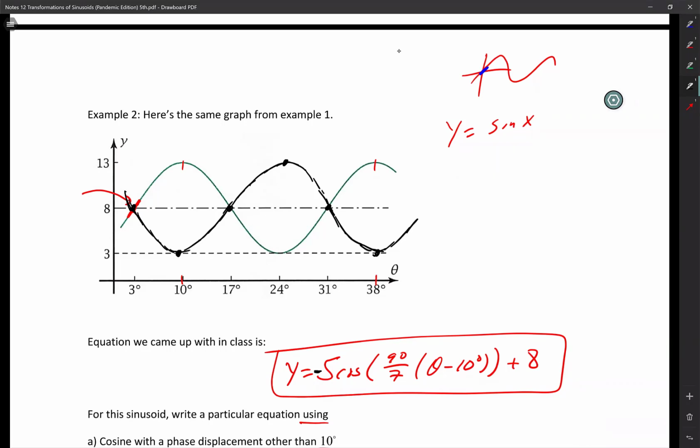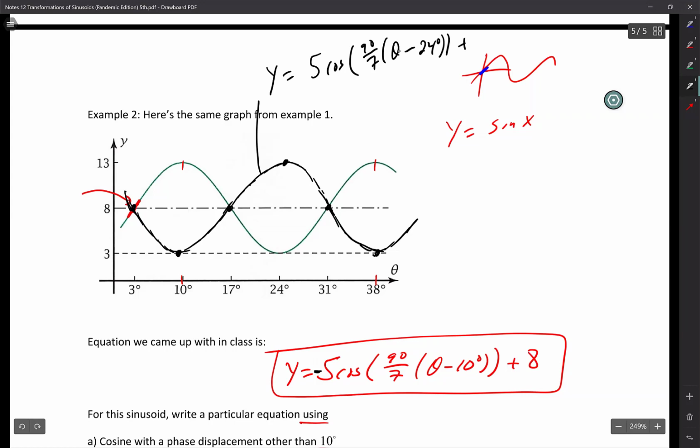What if I told you I want the equation of that black line? Can you give me the equation of that black line? The black one. Y equals 5. Don't worry, we're going to write this down, not yet though. 90 over 7 theta minus, give me one of the peaks. 24. Close, close. Plus 8. So there it is. That's the equation of the black line.